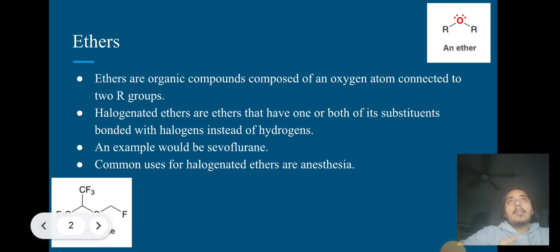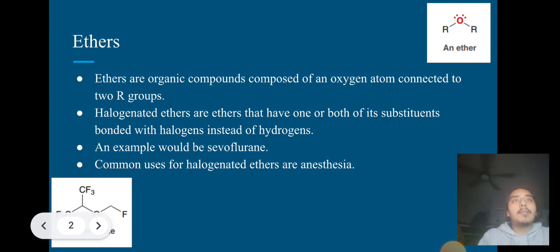To start off, ethers are organic compounds that are composed of an oxygen atom connected to two R groups or substituents, which can be two alkyl groups. An alkyl group is a single bonded carbon and hydrogen atom linked together in a chain of varying lengths.